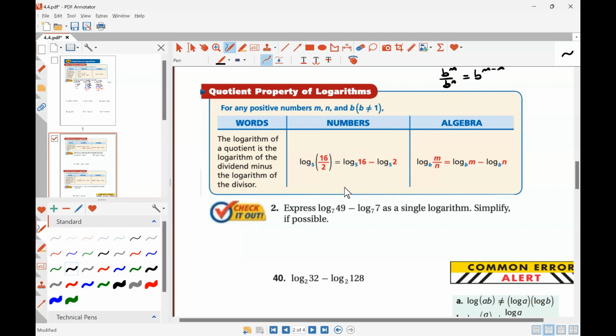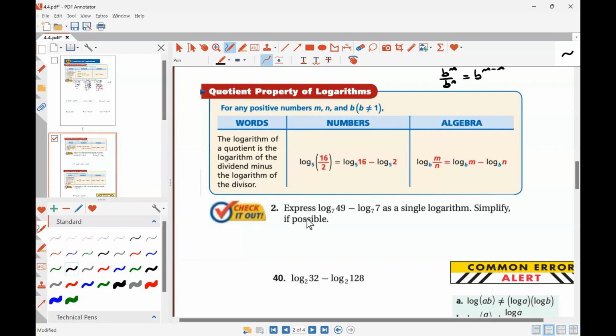We can also use this property to simplify logarithms, write them in a single logarithm. For example, we have log base 5 of 16 minus log base 5 of 2. We can simplify this by writing log base 5 of 16 over 2. But here, when we apply this, we have to be careful because order matters. First, we write the top, log base 5 of the numerator minus log base 5 of the denominator.